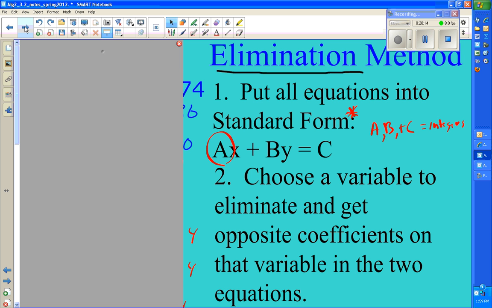When do we graph these if we have the choice? Never. You never want to graph them. When do we want to use substitution? One or negative one coefficient, and then elimination is for everybody else. Get yourself so that both equations are in standard form, and then choose whatever variable you're going to want to eliminate. It's up to you.